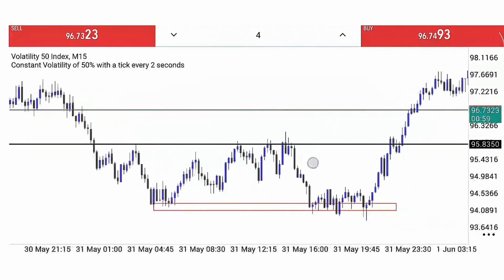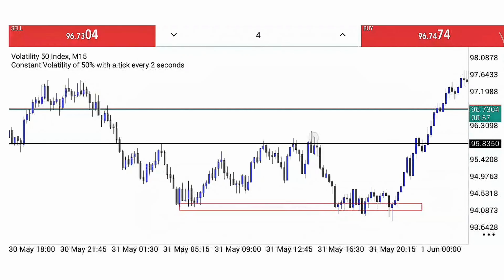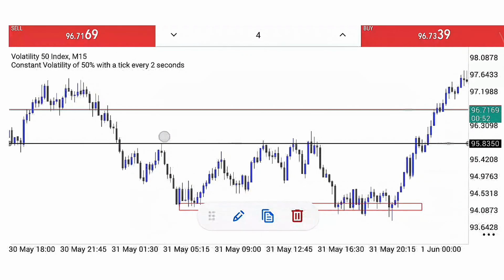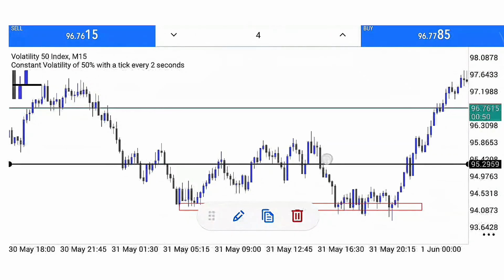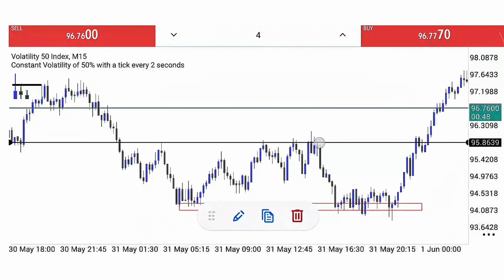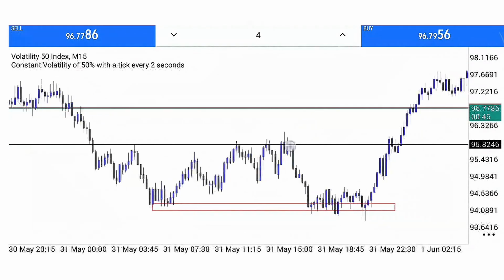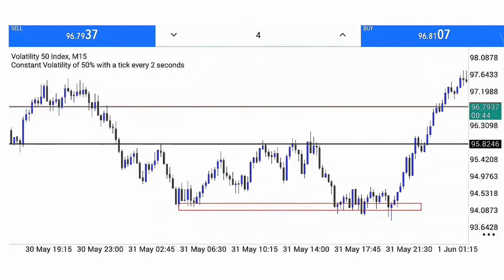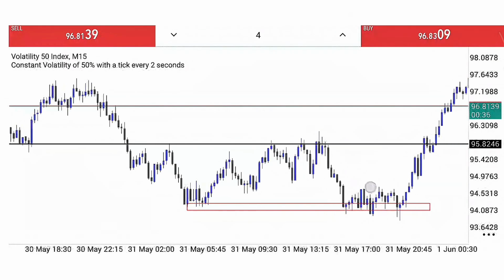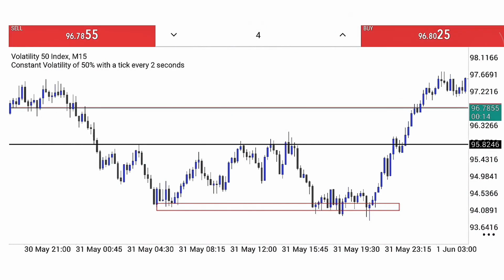So right here, the market broke the structure. They broke the structure here. See, the market broke a structure here. Because of that break of structure, we know that the market is going to return back to the zone where it had the power to break the structure.